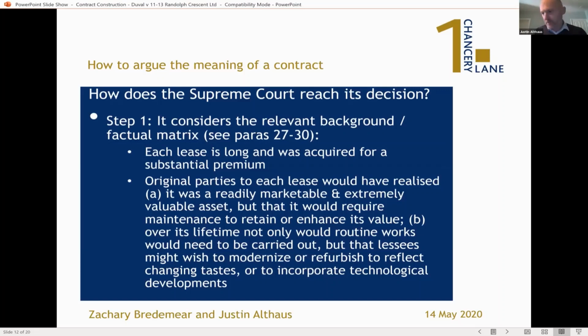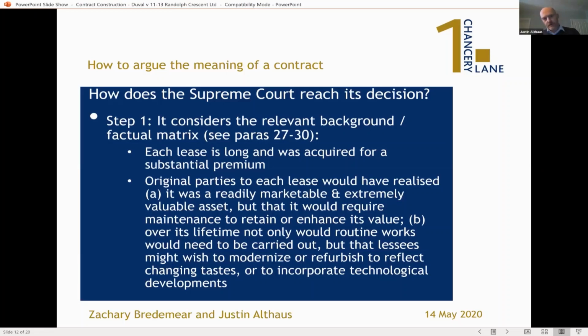observations about the background. The reason for that is that, of course, leases are very often litigated between parties who are not the original parties to the lease. And so the factual background is unlikely to be very specific. It's going to be a general observation about conditions that pertained to the building or the vicinity of the building at the time. If you're dealing with a commercial contract, then of course you're much more likely to be dealing with the parties to the original contract itself.